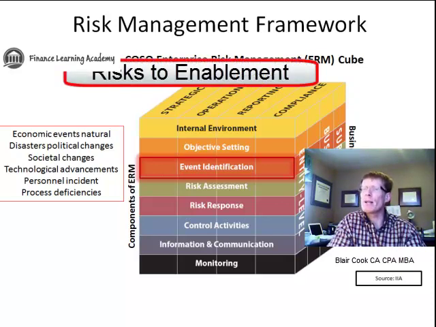Finally, think about the risk to enablement. That is, what are the risks associated with our key resources, including people, processes, and assets that are integral to our competitive advantage? Examples here would include the theft or loss of intellectual property, or the loss of key personnel, or the loss of a key production facility.